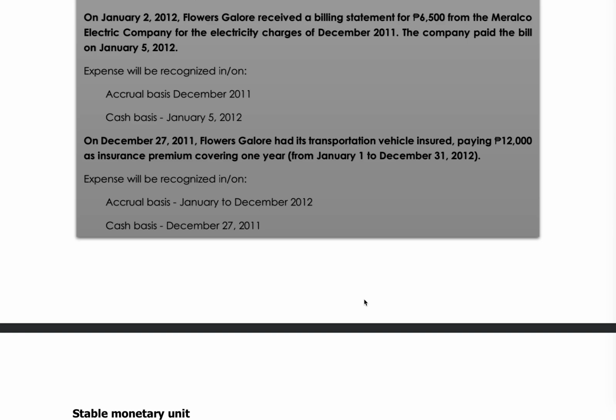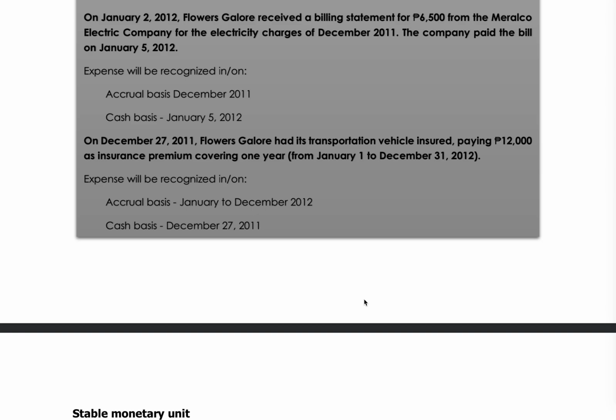Naintindihan na. Pag expense, kung kailan mo na-incur, kailan nagamit. In this case, it was December 2011. Pero kung sinasabi may cash basis of accounting, kailan ka nagbayad? Kailan ba? January 5, 2012. Lagi yung tatandaan, maraming ganyan sa quiz nyo, for sure. Kasi, ito yung medyo nakakalito, accrual basis of accounting.